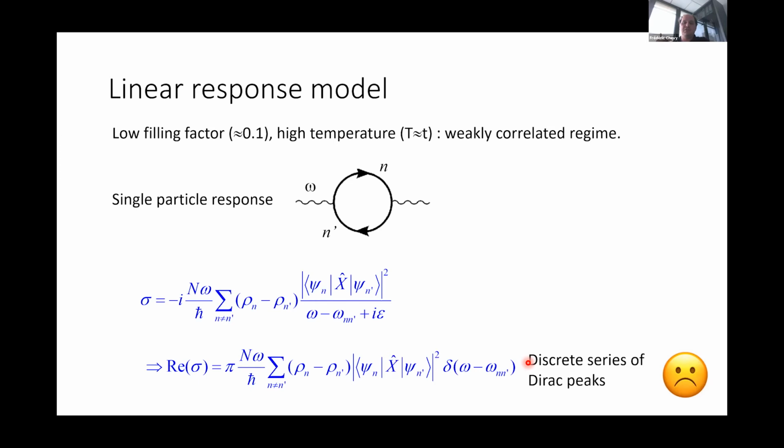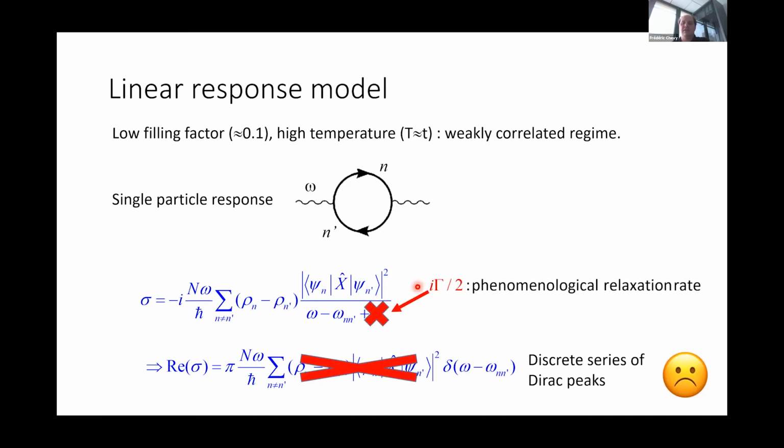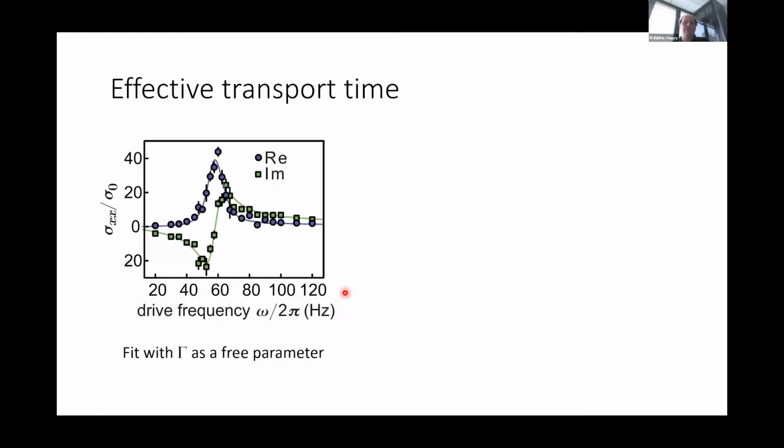To get something more adequate to describe experiment, what we did is to add some phenomenological damping, just like in atomic physics, where we know that the dipole is not just given by the detuning, but there's also some imaginary part which is associated with damping. So we added a phenomenological damping to this formula, and we fit the experimental data using gamma as a free parameter.